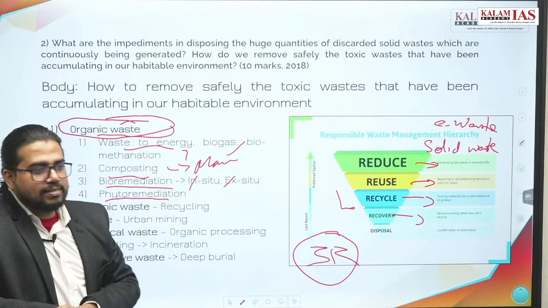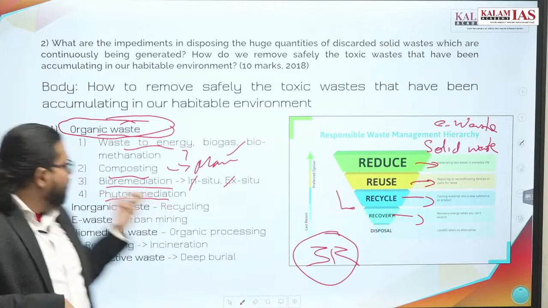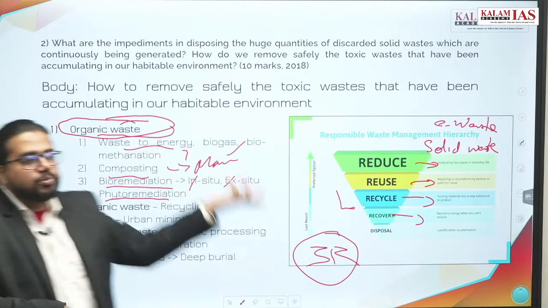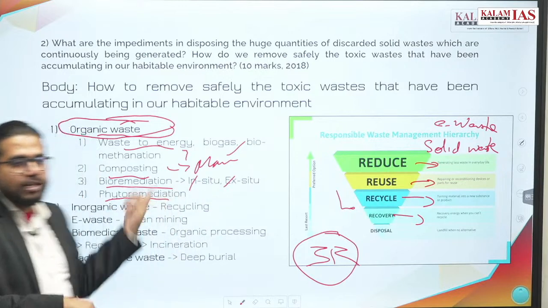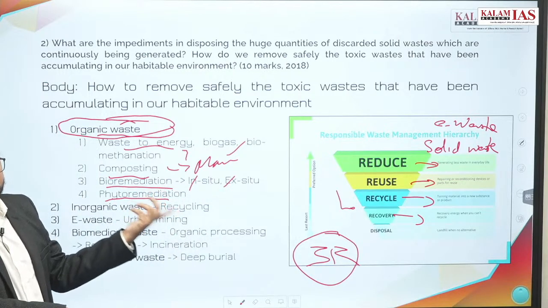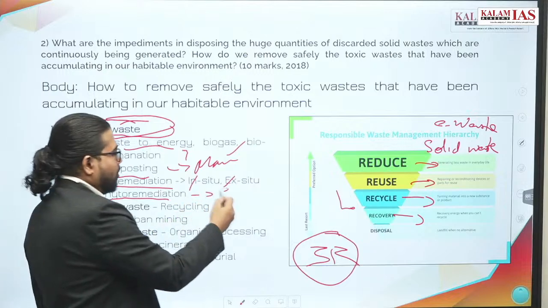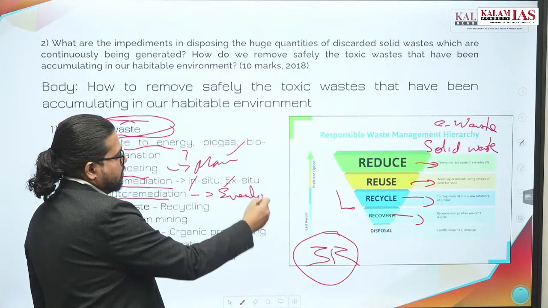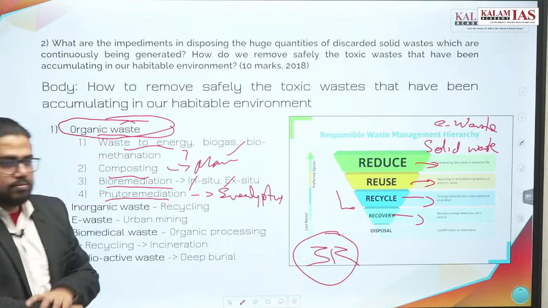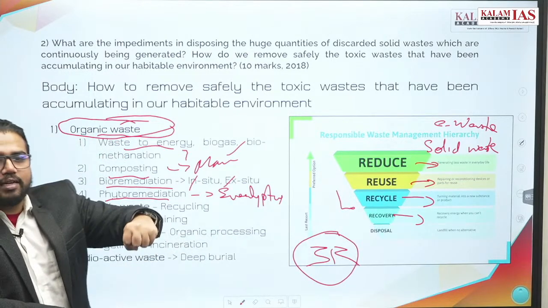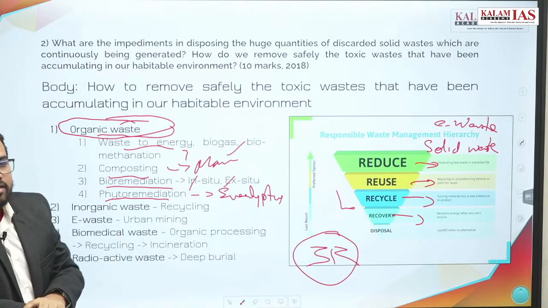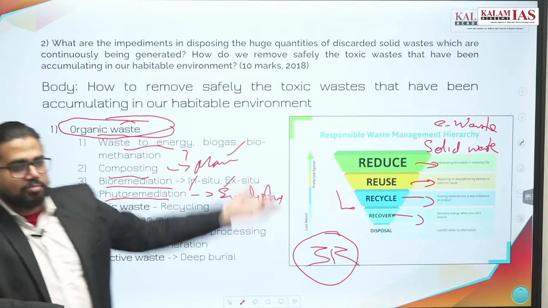Now phytoremediation, what is it? In bioremediation, we use microorganisms. In phytoremediation, what will you use? We use certain kinds of plants. Example, eucalyptus and all. Sometimes they have the capacity to absorb and keep waste in their roots. So if some land is degraded, you plant there.